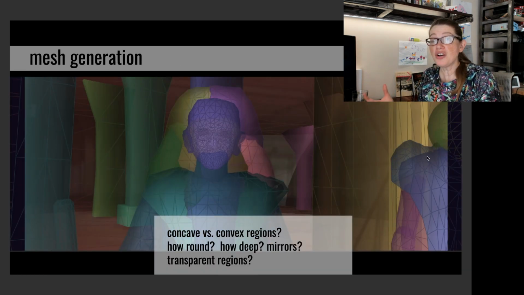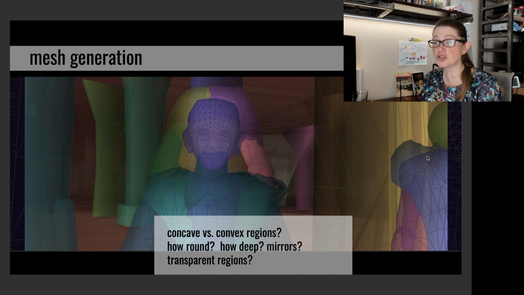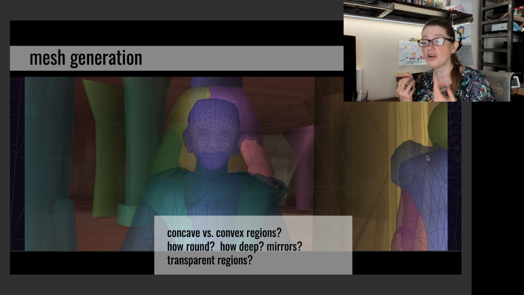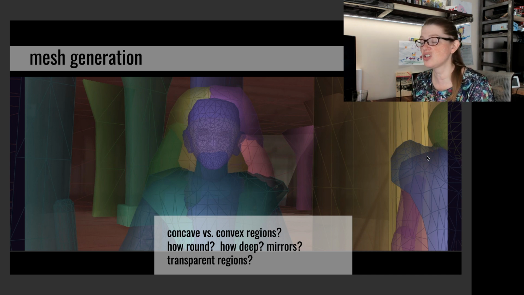Then, of course, the mesh generation. That in itself is a big problem. Are you going to have a human create those meshes, or are you going to have a computer try to guess what they are? How concave or convex are you going to make them? How round do you make them? How do you handle mirrors? How deep? How do you handle the transparencies? There are lots of issues here to solve.